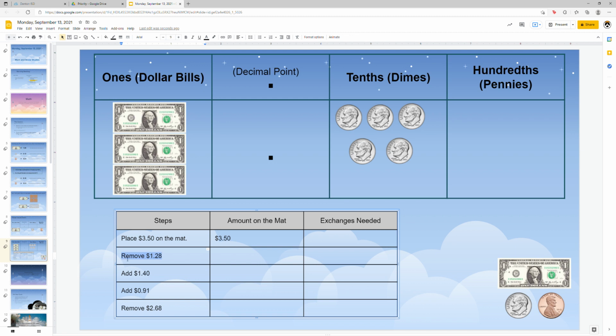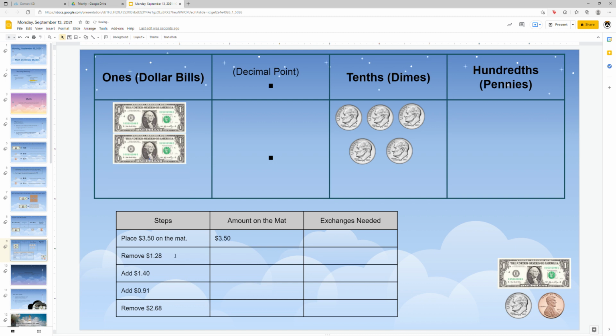Our next step is we need to remove $1.28, or if you think of that as a decimal number, 1 and 28 hundredths. So I've got a whole number of 1 there. I need to take one of these dollars away. I also need to remove 28 cents. So I can remove 1 dime, 2 dimes, that takes away 20 cents. But how do I remove the 8 cents?